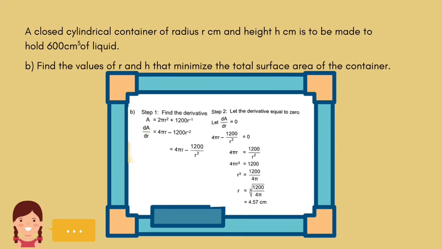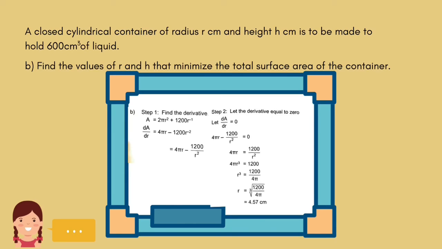Next, for question B, find the values of r and h that minimize the total surface area of the container. For the solution to this question, there are a few steps that we should know. For the first step, find the first derivative of the area, 2 pi r squared plus 1200 over r. Then we get dA over dr equal to 4 pi r minus 1200 over r squared.